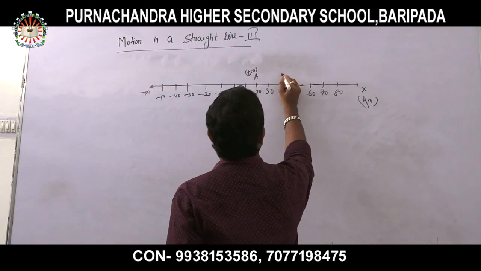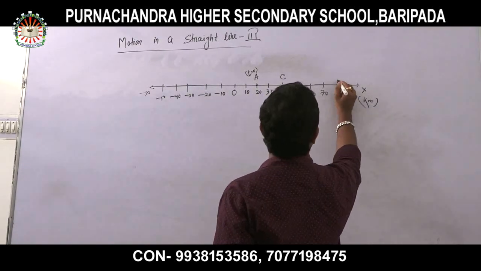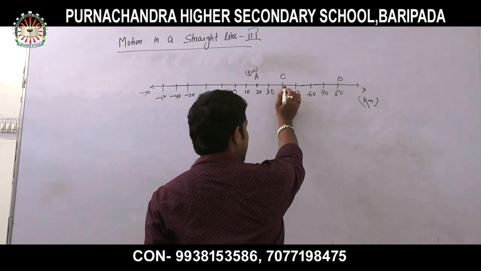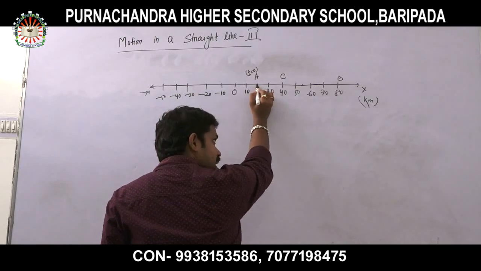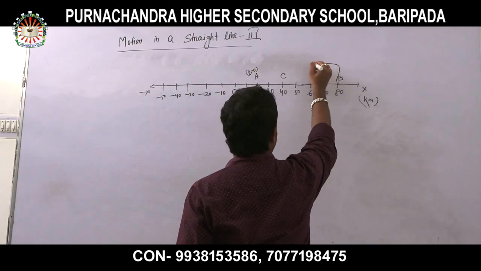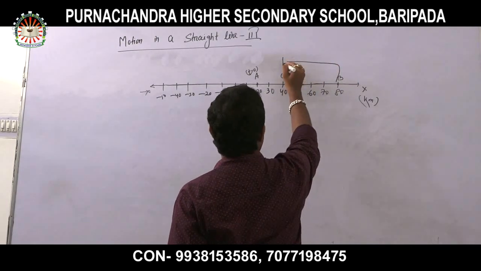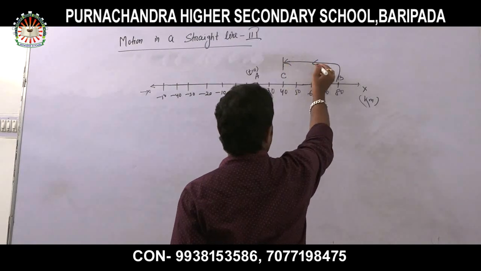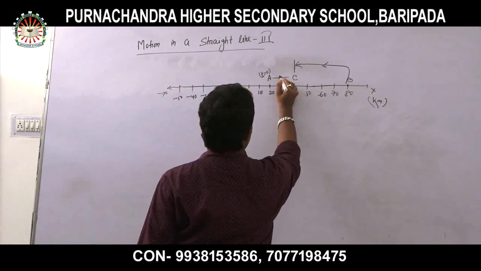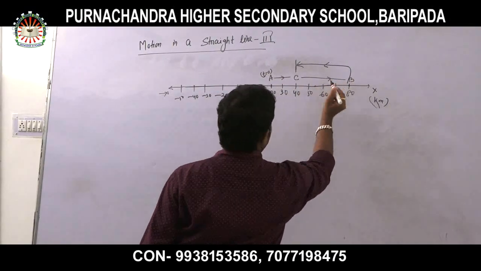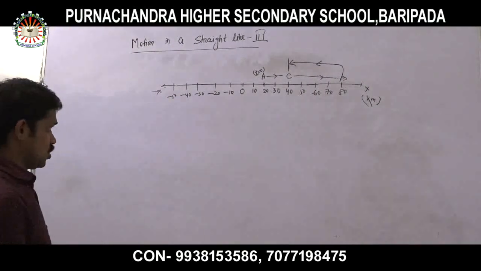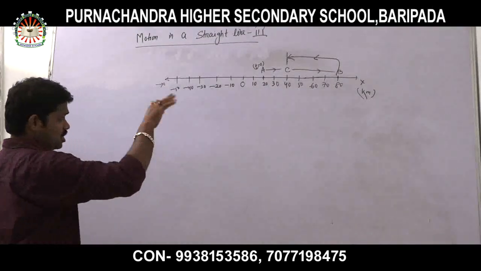Now the object is going to position B through C. Again I will repeat. The object starts from A, goes towards B, and again returns back to C. Clear, all of you? The object goes towards B, and again it will return to C. So this is my question. So what is the path? Let us find out.